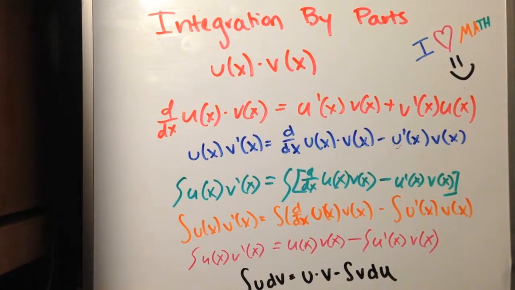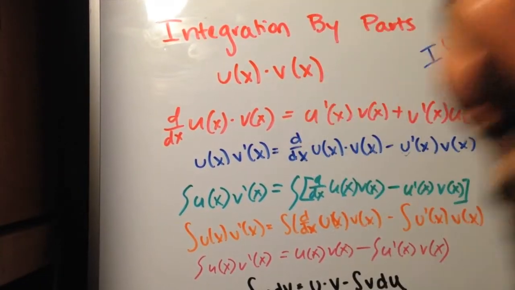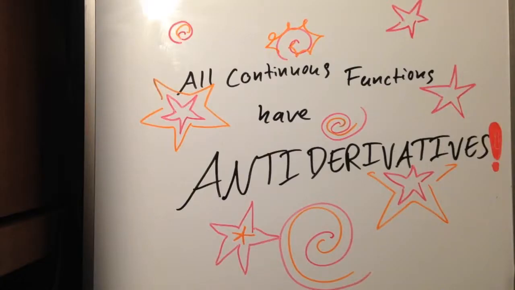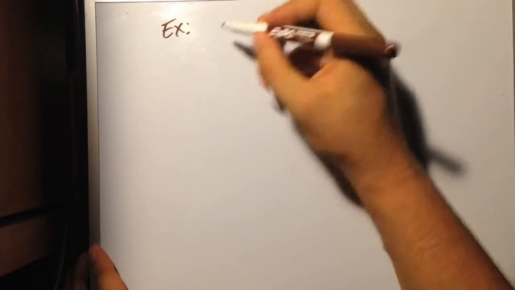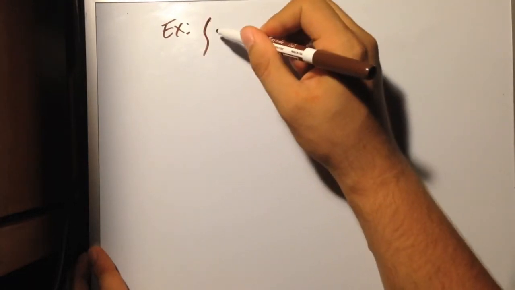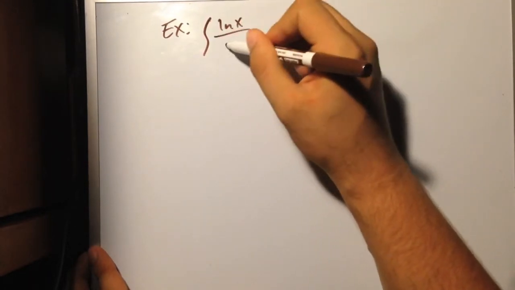Yay! Now let's do an example. But before that, fun fact! Continuous functions have antiderivatives!